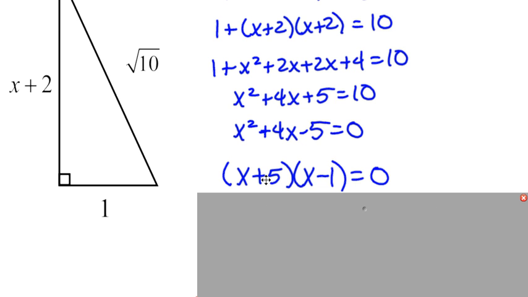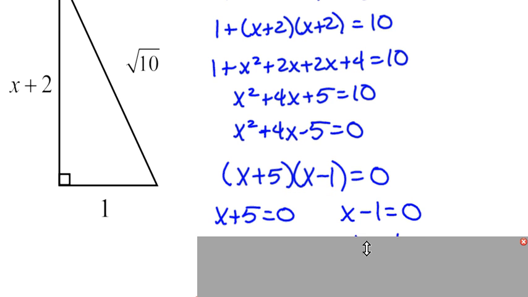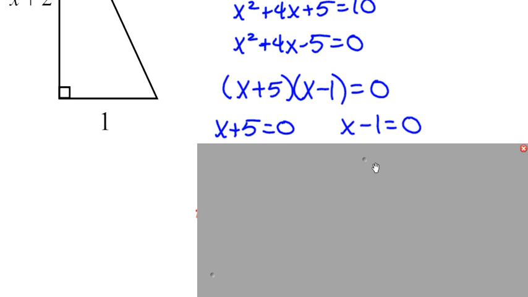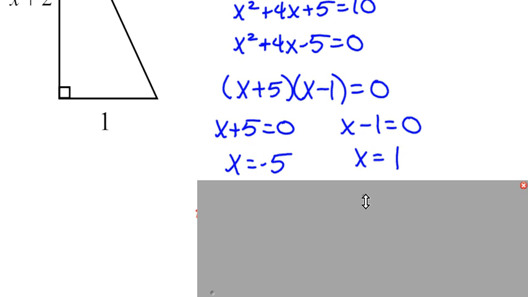Remember, when solving by factoring, you take each factor and set them equal to 0 and solve, because when you're multiplying two numbers together to get 0, one of them would have to be 0. So we set each factor equal to 0 and solve. That means that x could equal either negative 5 or x could equal 1.